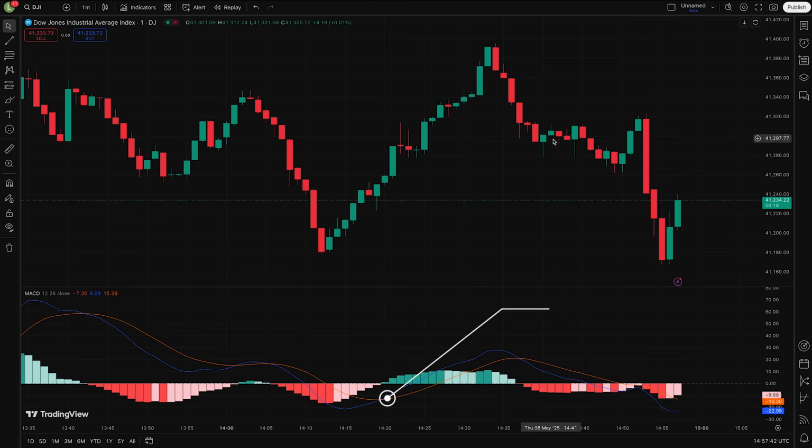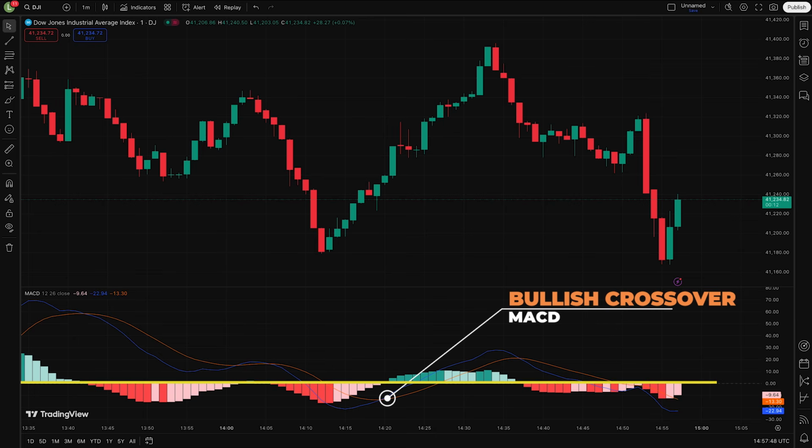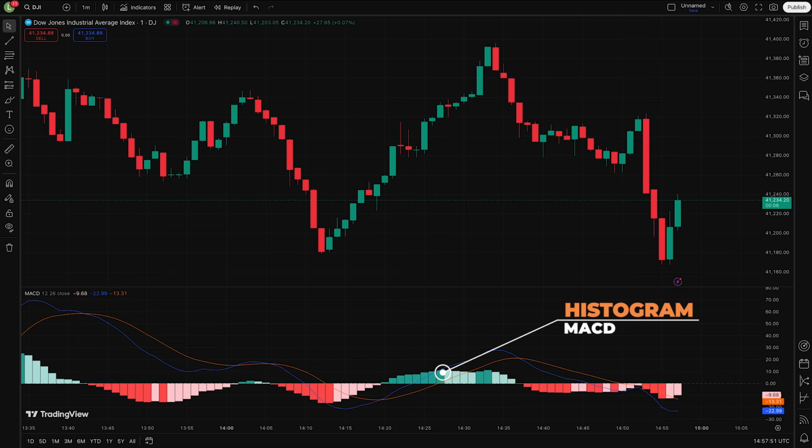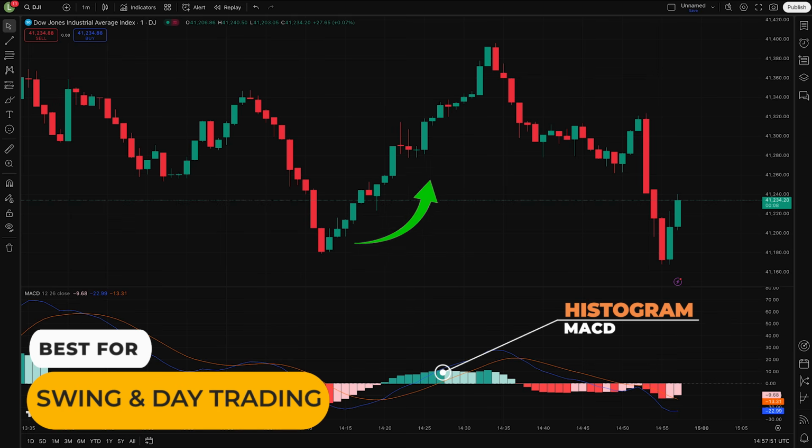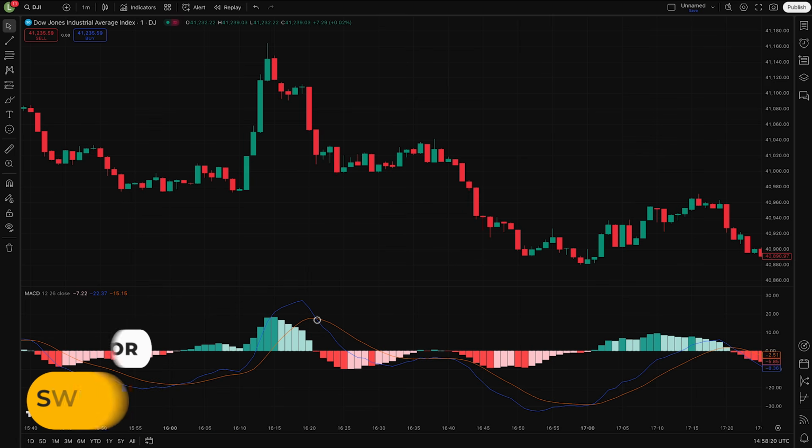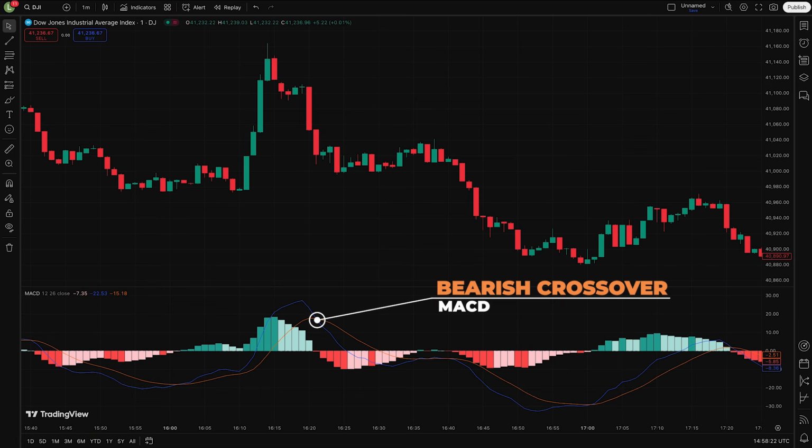When the blue MACD line crosses above the red signal line, that's a bullish crossover, but only when it's below this baseline here. And you'll notice the histogram, these bars here, start turning positive too, showing that the momentum is shifting in the favor of the buyers. And shortly after, you can see that the price starts to rally. When the blue MACD line crosses below the red signal line, that's a bearish crossover, but only when it's above the baseline.